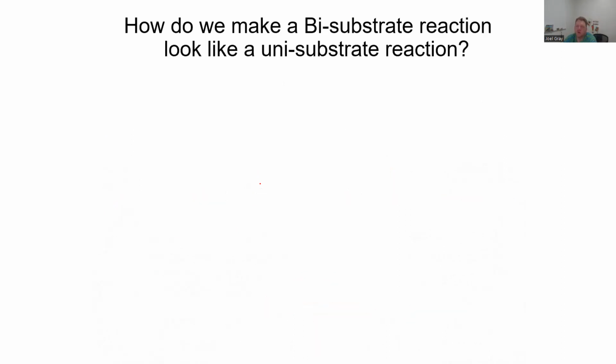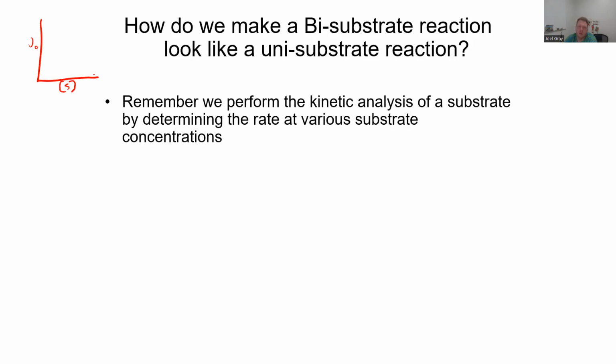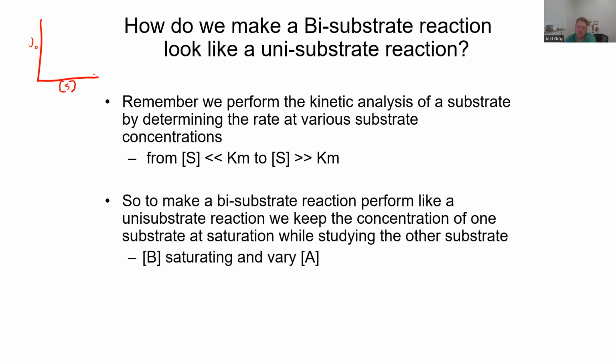Now, how do we make a bisubstrate reaction look like a uni-substrate reaction? If we're talking generally about a bisubstrate reaction, how do we get it to match this sort of graph where we're plotting the concentration of one substrate? The way that we can do that is we want to determine the rate at various substrate concentrations, from when the substrate concentration is lower than the Km to when it is greater than the Km.